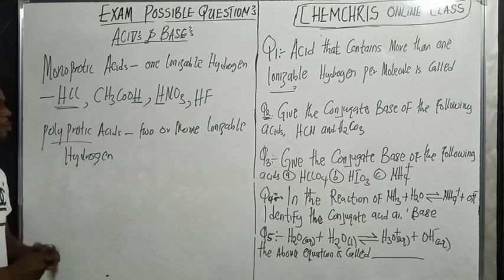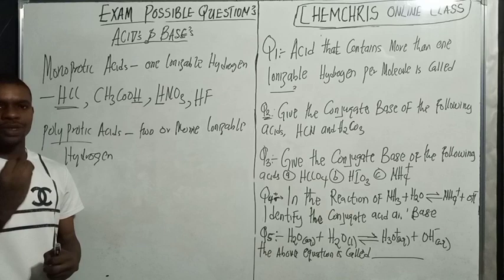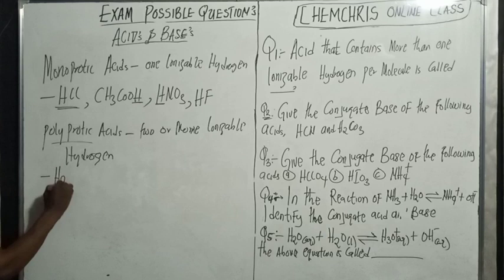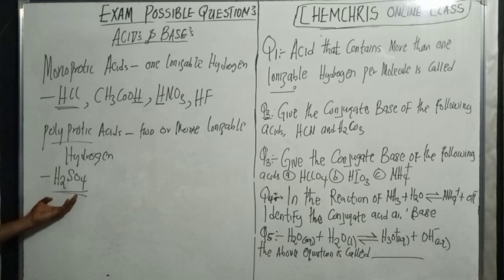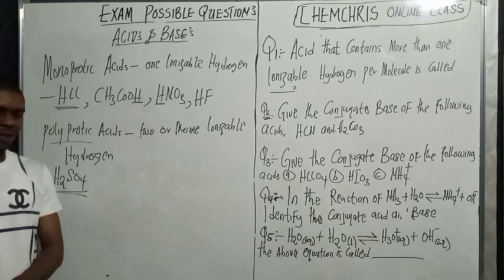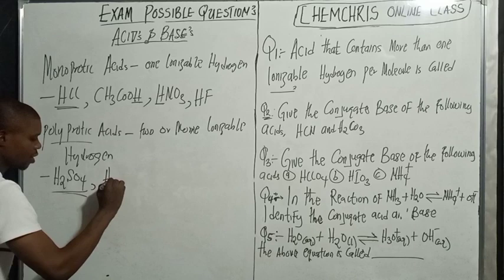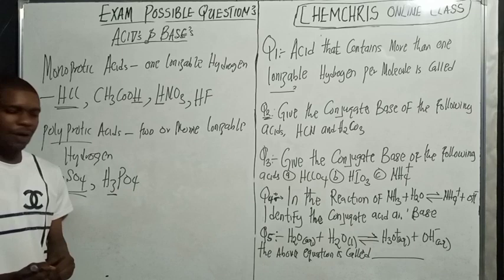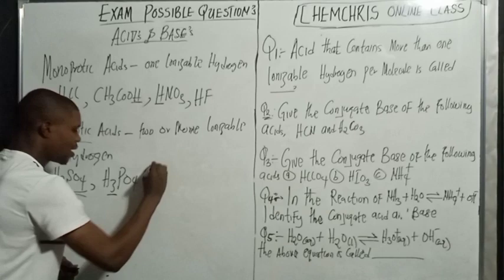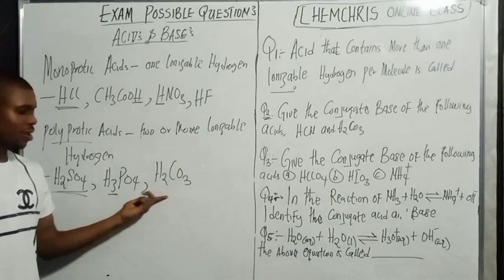Now, polyprotic acid, like I said, has two or more ionizable hydrogen. A good example is H2SO4, called sulfuric acid. It has two ionizable hydrogen. Another example is phosphoric acid, H3PO4, which has three hydrogen that can ionize. Then you have H2CO3, carbonic acid.